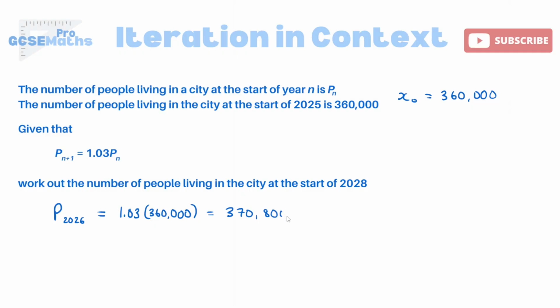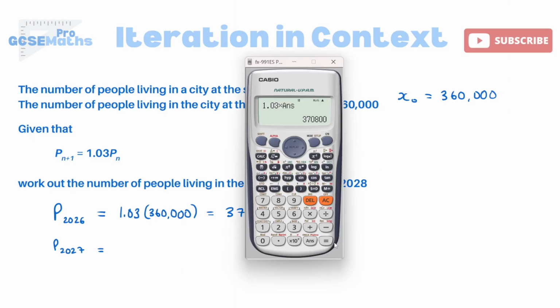And then for P 2027, I won't write down that I've substituted it in again. I will demonstrate it once so that you know you have to substitute in the previous value to get the next one, but you don't necessarily have to write it again. So all we want to do is bring back the calculator and press equals again. And now it gives me my next answer. So the next population for 2027 is now 381,924.